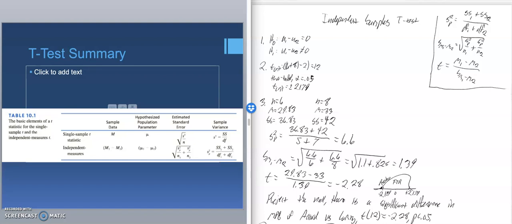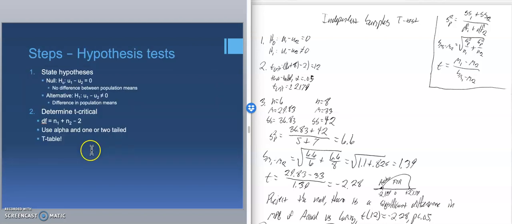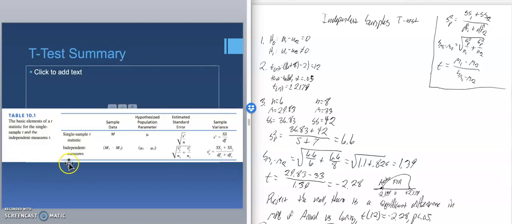Okay, folks. So in the last video, I introduced the idea of a t-test, and I stopped at this slide on the t-test summary. So I'm going to start here and then do two examples for us. As you can see here, we have a comparison between a single sample t-statistic and what we're doing within this unit, the independent samples or independent measures t-test.